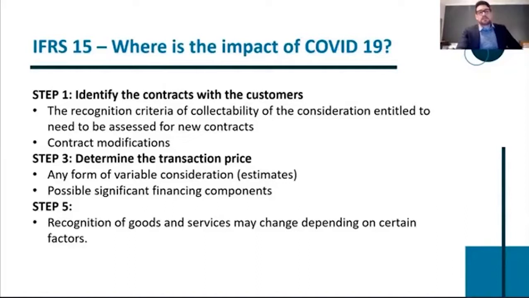Then in step 3, determining transaction price, and there I would just want to highlight that anything that is variable and that you need to estimate will get impacted by the COVID-19 pandemic. All right, and also there's a chance that you might have significant financing components within your contracts, but you need to go and assess that first. But there is a possibility, especially if you have debt relief or any extended credit agreements that you might have. And then step 5, again, the recognition of goods and services, and that might change based on the change in terms and conditions that you have in your contract.